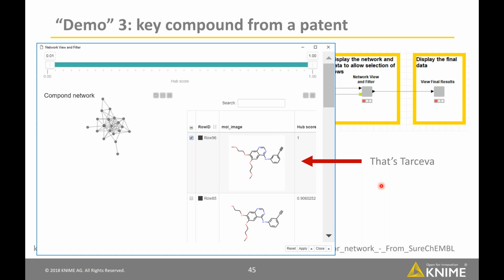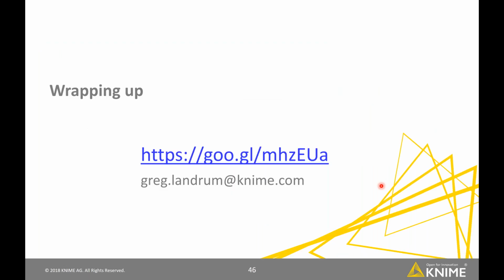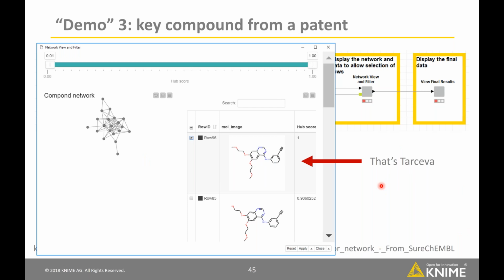So this is a reasonably robust way of finding the key compound in a patent, or at least things that are related to the key compound. As I said, there's a lot of different ways to do this. This is just a nice interactive one that allows you to explore the space a little bit and decide what you want to do. That is the last of the examples that I have.